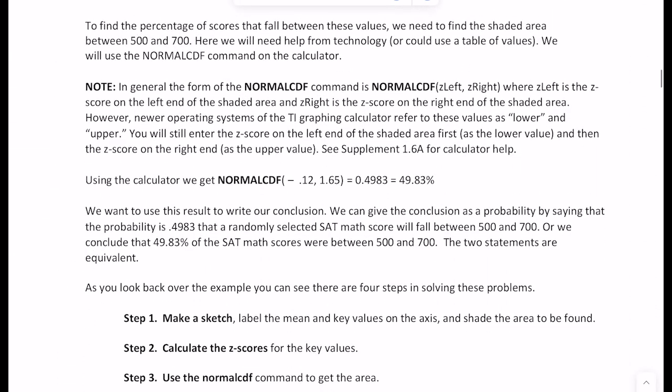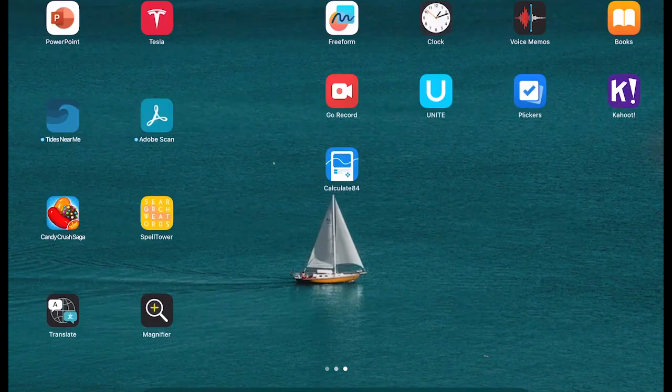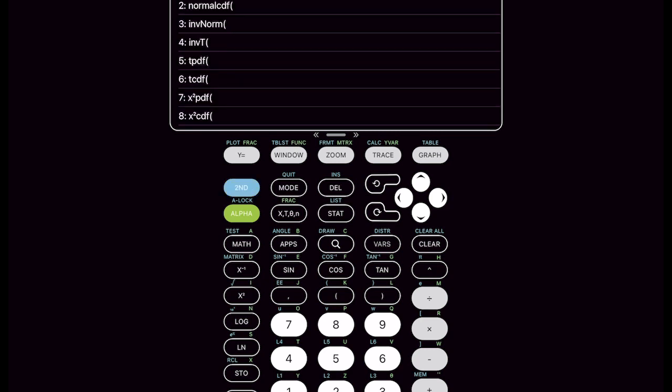So the way I'm going to do that is I'm going to use the calculator. So we're going to pull up our graphing calculator. Okay, and again, I'm going to be using the TI-84 Plus. And what I need to do is go to second and then vars, which is to the left of the clear button and to the right of that magnifying glass.